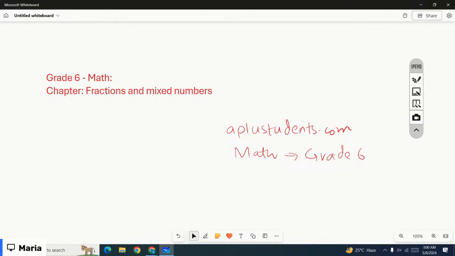We're going to start with the chapter fractions and mixed numbers. So please make sure you have your notebook and pencil so that you can note down the important examples and definitions as well.